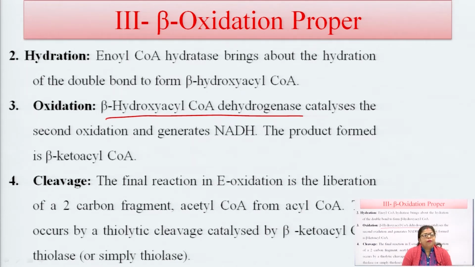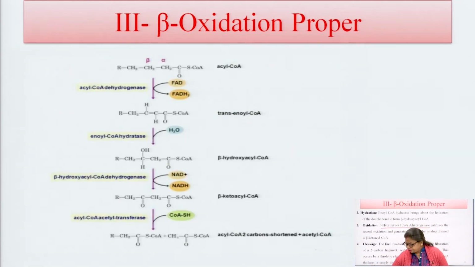The fourth step is the cleavage step. This is the final reaction of beta oxidation. There is liberation of 2 carbon fragments: the first is acyl coenzyme A and the second is acetyl coenzyme A. This reaction is catalyzed by beta ketoacyl coenzyme A thiolase, or it is simply known as thiolase enzyme.